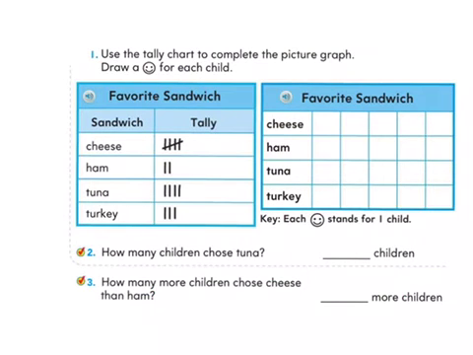So for this one, it's giving us the tally chart of favorite sandwiches. We have cheese, ham, tuna, and turkey. We're going to take this information, this data, and make a picture graph with it. Up here it says, use the tally chart to complete the picture graph. Draw a smiley face for each child. And that gives us this information down here too. The key says each smiley face stands for 1 child.